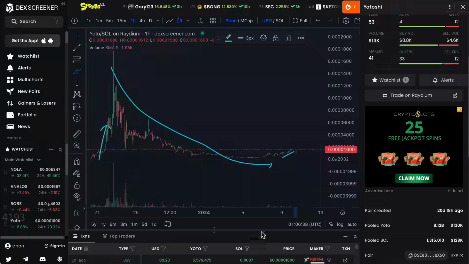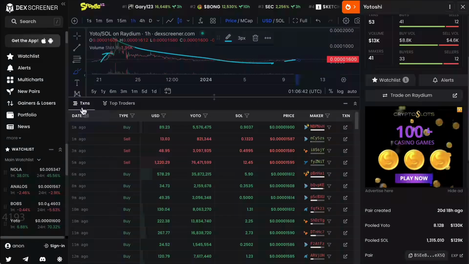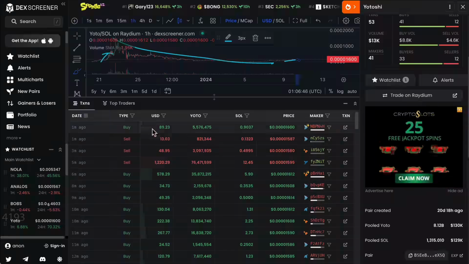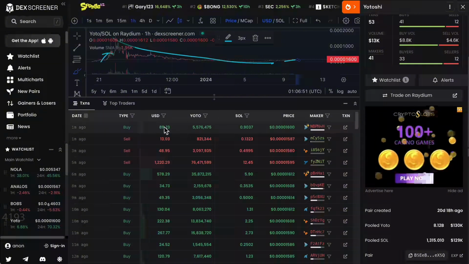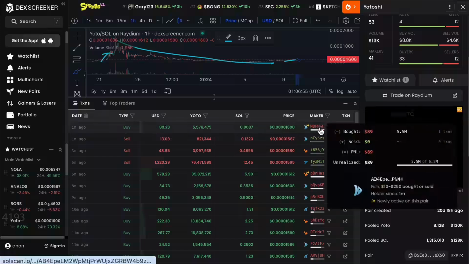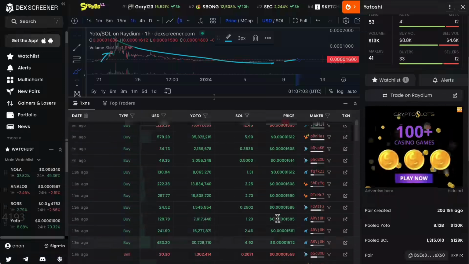Now, scrolling down, this is, again, something else extremely useful. Underneath here, we've got all of the transactions live. So literally a minute ago, somebody bought for $89. This is how much YOTO. We don't care about the YOTO. It's more the US dollar amount, which is why I like Dexscreener. And then you've got their wallet address there as well. And you can actually see how much they bought, how much they sold, how much profit they made, which is really cool. And if you scroll down here, you can see all of the different transactions.